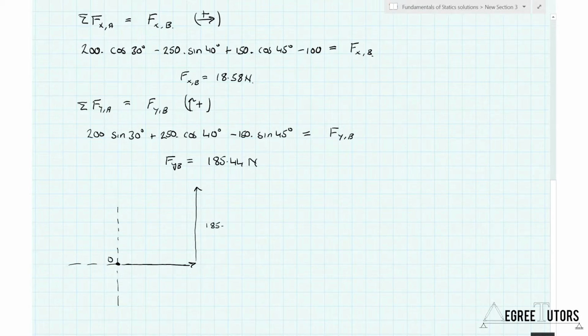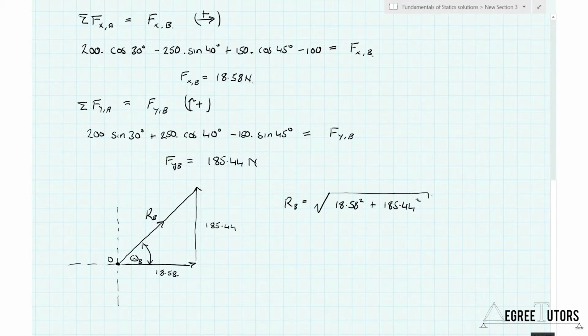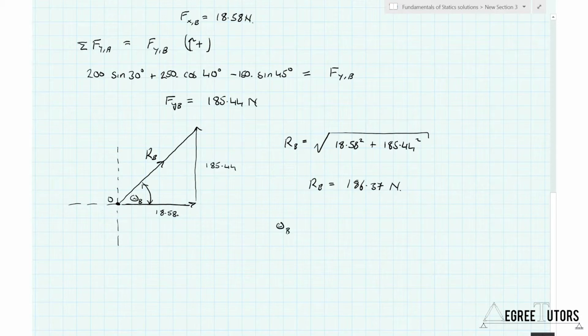So 185.44, and the horizontal component was 18.58. Well, that means the resultant force looks like this. Closing out the right angle triangle, we're going to label this RB, the magnitude of the resultant force in system B, and it's orientated at an angle theta B with respect to the horizontal axis. So again, simply utilizing the geometry of a right angle triangle, we can say that, and this is anti-clockwise from the positive x-axis. Okay.